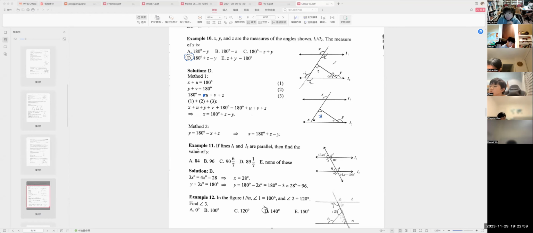Get it, everybody? Because these two are parallel. Okay, so let's take a look at number 11. If line L1 and L2 are parallel, then find the value of y. So let's just take a look at this one. So find the value of y.